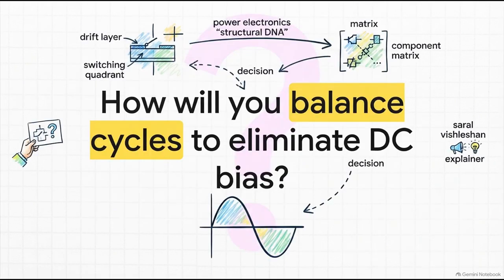To wrap up this explainer today, I want to leave you with a fundamental design rule highlighted right in our sources. When you're controlling an AC output, to eliminate any unwanted DC bias, engineers have to ensure that the integral area of the positive and negative cycles are perfectly equal. So as you stare down your next schematic, armed with this new structural DNA knowledge about drift layers, switching quadrants, and component matrices, ask yourself, how will you perfectly balance those cycles? Which power electronics switch has the exact structural DNA to make your specific design a reality?